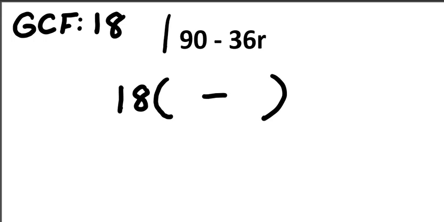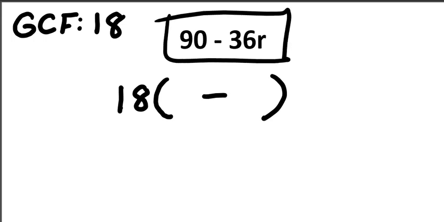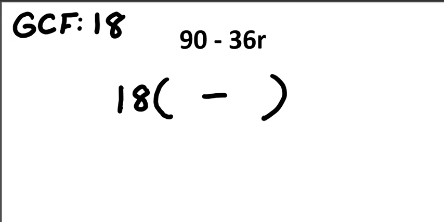18. Correct. So, as always, we're going to pull out our 18, and we're going to ask ourselves 18 times what minus what will give us this same value, expression. Okay, piece at a time. 18 times what is 90? Well, we know that 18 times 5 is 90. And there's no variable to pull down, so we're in good shape.